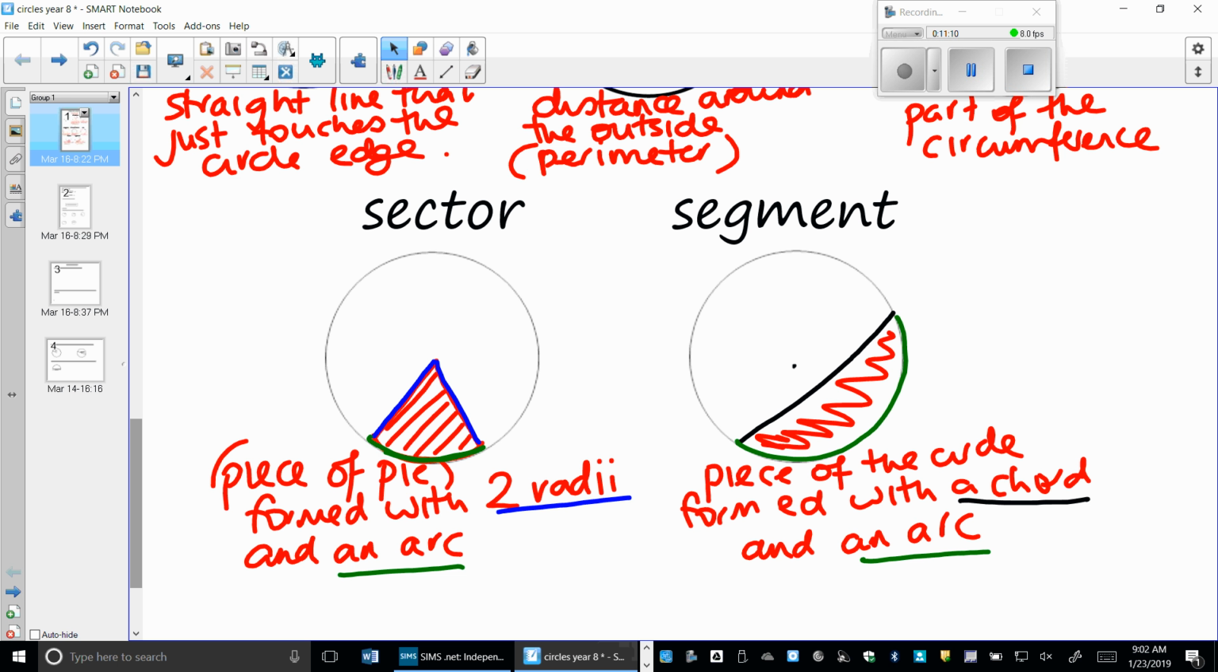What is that? What's the one above a chord? Circle. Piece of the circle. Okay, so it's a piece of the circle.